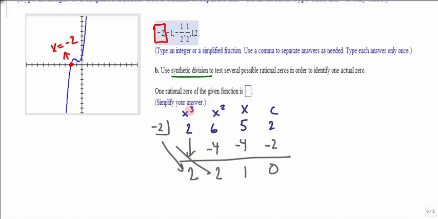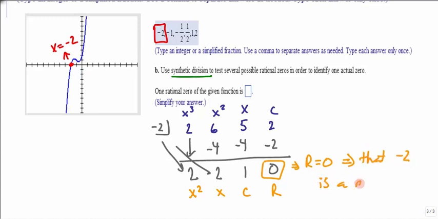So let's look to see what happens to my powers. X cubed goes to x squared goes to x goes to constant goes to remainder. So remainder equals 0 implies that -2 is a root. If I had a remainder, let's say I tested the number 3 and I got a remainder, that would say 3 is not a root. So one rational zero of the given function is -2, and I've established that it is -2 because I do not have a remainder here.